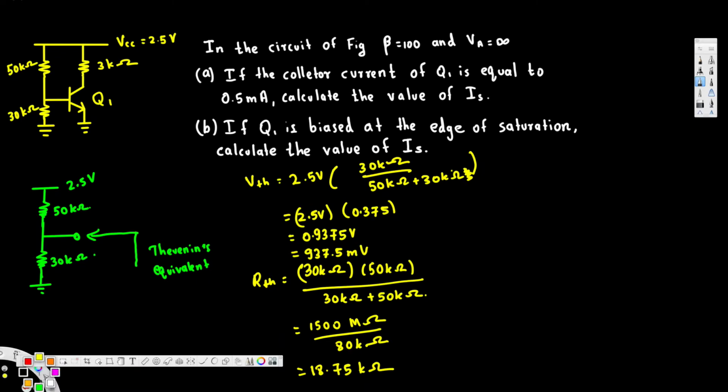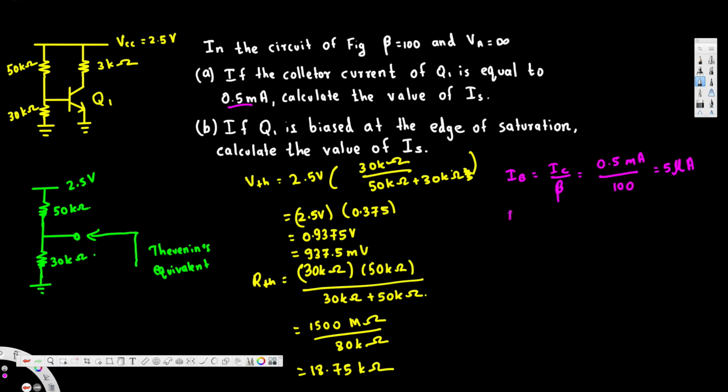The next thing is we are going to calculate the IB current. IB current is equal to IC over beta. IC is 0.5 milliampere, that's provided right here. 0.5 milliampere divided by beta, that is 100. That is equivalent to 5 microampere.